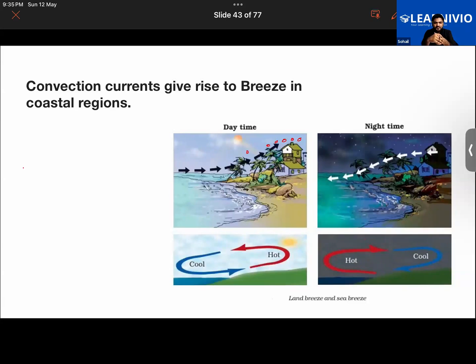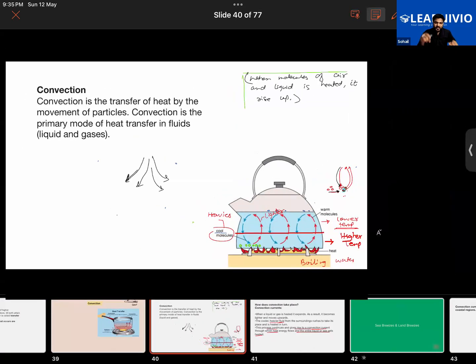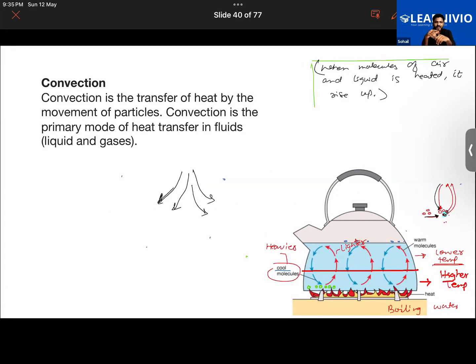In the boiling of water, you have seen that water molecules move up and down in a cyclic fashion. This cyclic movement is what we call a convection current.